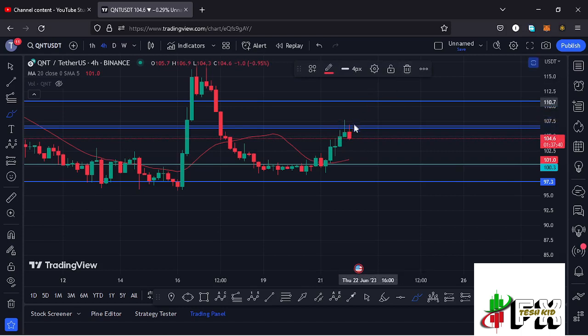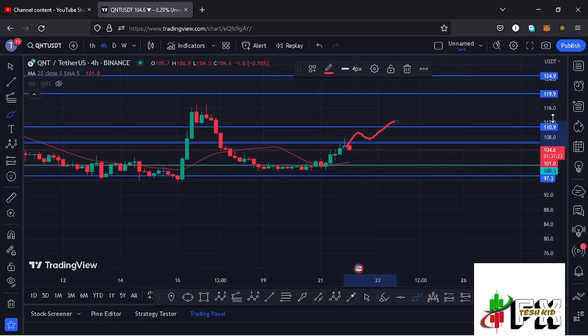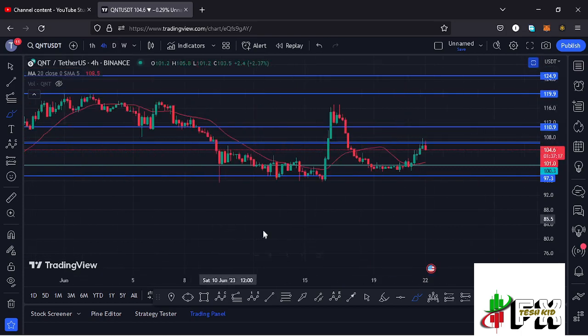In a breakthrough of that key area of resistance, we can watch out for a success if we retest before we can continue smashing through our next key area of resistance at around the $110.9 mark. And with a break above that, we can expect to see Quant get above the $120 mark. That is what you can expect based on the key areas of supports and resistances.